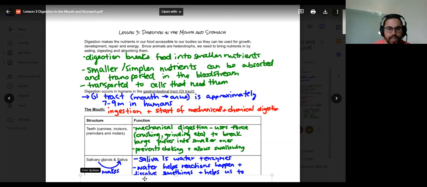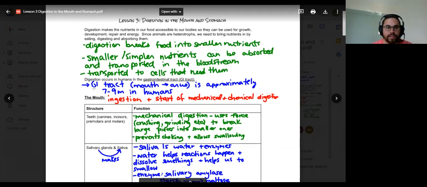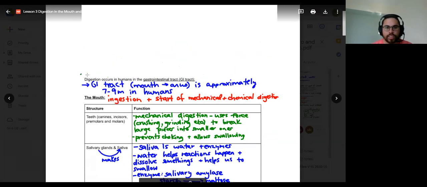The next part that we'll look at is saliva. So saliva is multifaceted in the fact that it does quite a bit with regards to digestion.